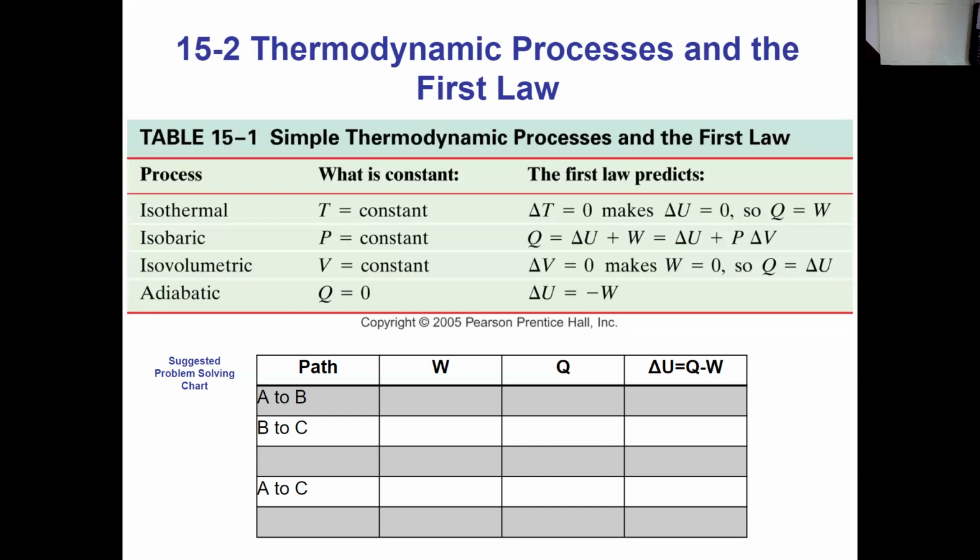Isovolumetric means that no work can be done. So any heat flow is going to be equal to a change in internal energy, which sounds a lot like heat capacity, doesn't it? And finally, adiabatic means that Q is equal to 0.